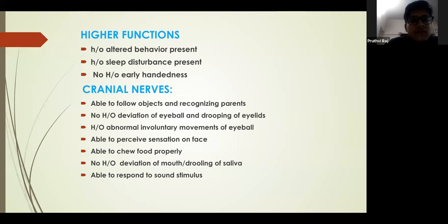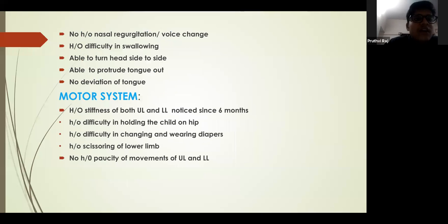saliva. Able to respond to sound stimulus. No history of nasal regurgitation or voice change, history of difficulty in swallowing, able to turn head side to side, able to protrude tongue out, no deviation of tongue. Motor system: history of stiffness of both upper limbs and lower limbs noted since 6 months, history of difficulty in holding the child on hip, history of difficulty in changing and wearing diapers, history of scissoring of lower limbs. No history of paucity of movements of upper limb and lower limb.